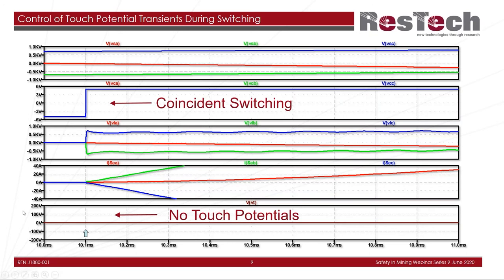What we see here is that there actually is no touch potential. So one might say, well, what's the problem? There's no touch potential, we can have switching, everything's hunky dory. However, this simulation is a little bit too simplistic. It doesn't take into account one thing, which is common to switchgear and has been observed on a number of occasions whilst doing investigations.